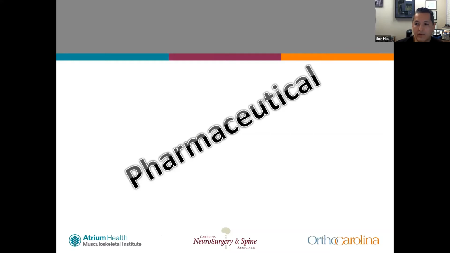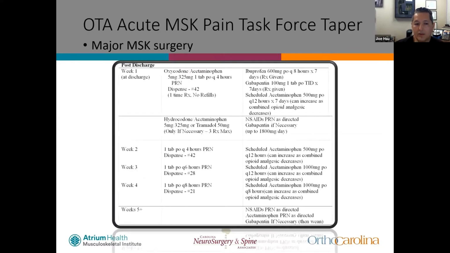And so we'll go into the pharmaceutical stuff. We actually broke these things up into 3 categories: major musculoskeletal surgery. And so you can see we didn't put a diagnosis here. We didn't put this type of fracture, that type of fracture. It doesn't have to be a fracture. So we looked at major musculoskeletal surgery, and there's a taper on here to really help people. And you basically can just implement this into your practice. This is what we're using in the clinics to help with people. And we did the math for you as well.